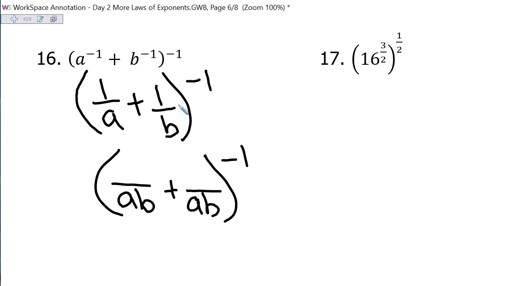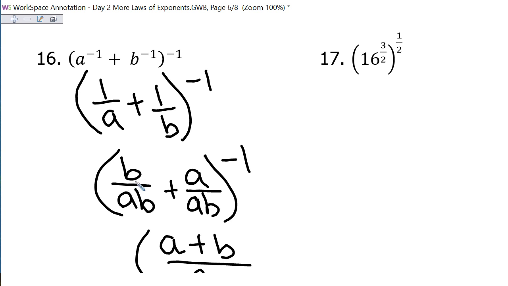So what would I have in the numerator? 1 times b, b. And the other one? A. Now I can add them together. Instead of b plus a, I'm going to write it as a plus b over ab, all to the negative 1. Now, do I leave my answer like that? No. If I have a fraction to a negative power, what do I do? Flip it. So ab goes to the top, a plus b goes to the bottom, and so negative 1, what does it change to? Positive 1. So it's just ab over a plus b.